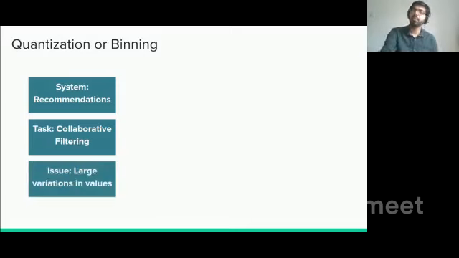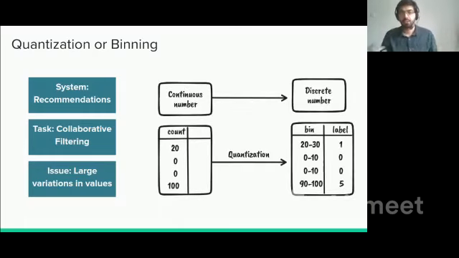And now the issue is different people have different interests, and again there's a large variation of values. The minimum and the maximum values vary by a lot, so there's a large variance. One way to solve this again is to convert your continuous number into a discrete number and then use that as your feature. So you have your counts again, 20, 0, 0, 100. You convert that to a bin, and then you reduce the number of values that you want to look at while you're doing your feature engineering. So 20 goes in a bin of 20 to 30.